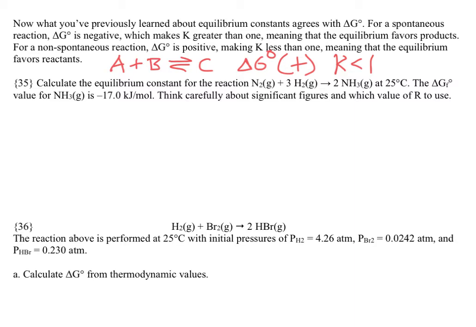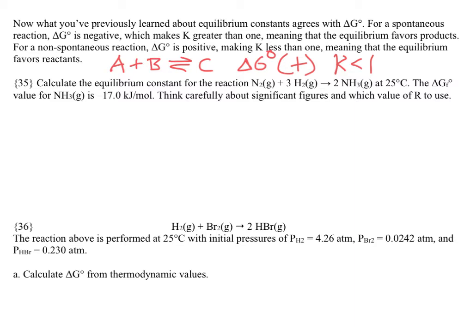There's a lot of overlap here between the ideas. So let's get quantitative with some of this stuff. Let's take a look at number 35 here. We are going to calculate the equilibrium constant for the ammonia synthesis reaction, making ammonia from nitrogen and hydrogen gases. And we've been given the information that the free energy of formation of ammonia is negative 17 kilojoules per mole.